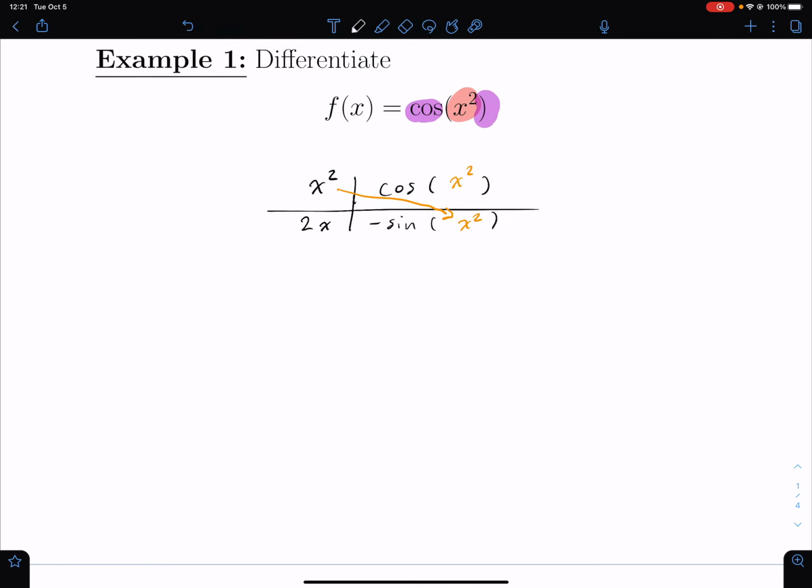And then the answer to this problem will be the bottom with times. You can make this a little bit prettier, like so, but negative 2x sine of x squared. And that is indeed the derivative of this original function.